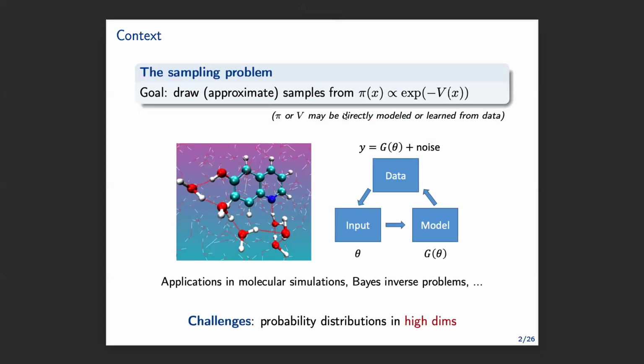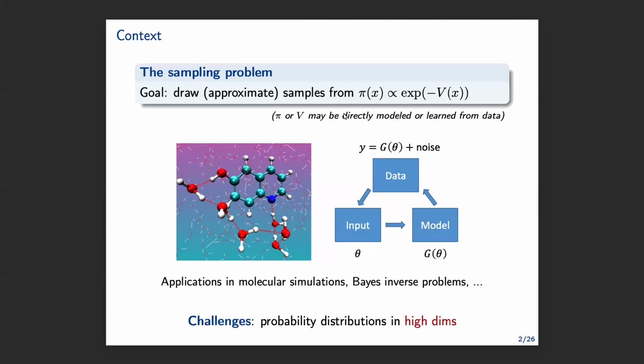The classical sampling problem: the goal is just to draw some samples from a distribution that's denoted by pi, and sometimes also denoted by exponential minus V. V is a potential function. The pi and V here may be directly modeled as data, modeled as a physical model, or they may be learned from data. Such problems are very classical. They have a lot of applications, say molecular simulation or Bayesian inverse problems, where you get a posterior distribution and you want to draw samples to do statistical inference.